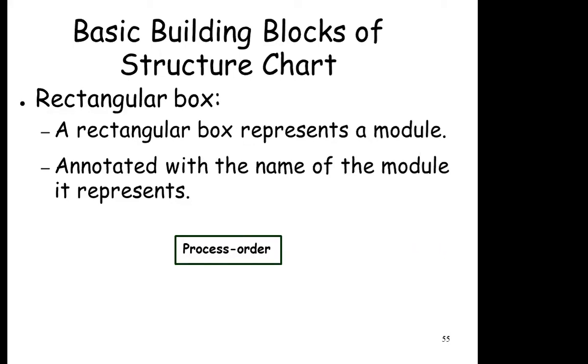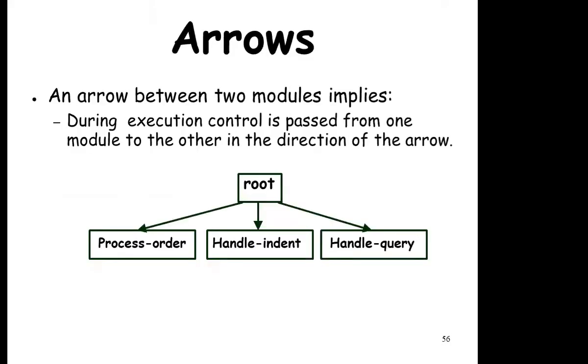The basic building block of the structure chart is a rectangular box where the main function or module is specified, like process order. Annotation is done inside the rectangular box. Suppose there is one module, that is the root. It has three further modules: process order, handle indent, handle query. So rectangular boxes are used to represent the modules here.